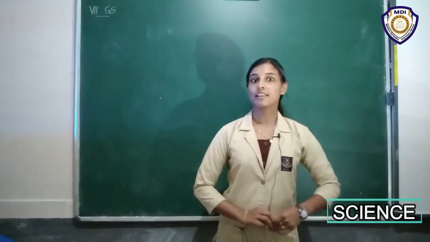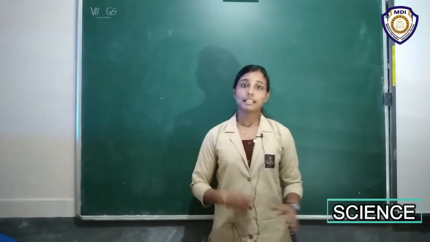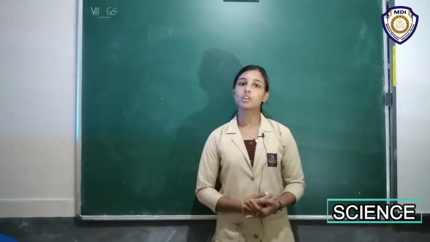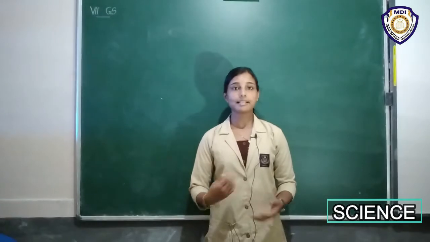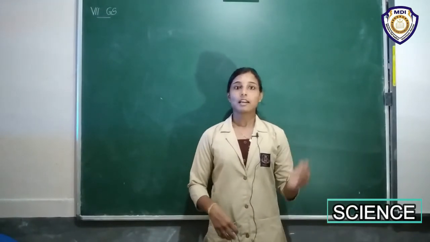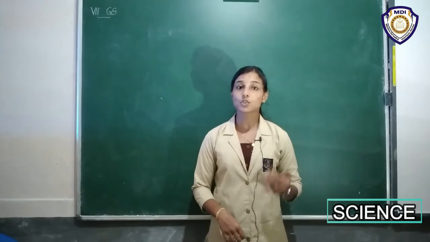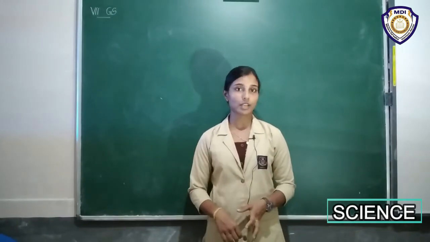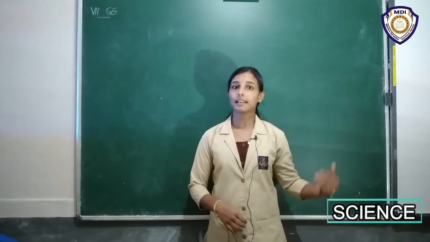Okay, so let us start our science class. In the last class we discussed the natural indicators, right? We did some experiments using turmeric strips. Turmeric indicates whether the solution is acidic, basic or neutral. We have already discussed that in the last class.